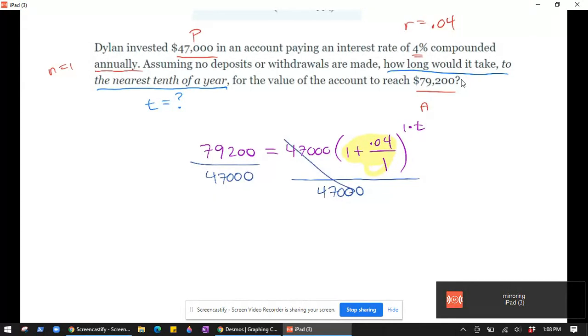Okay. Now I've mentioned before, there's nothing wrong with leaving this left side as is. If you want to save a little bit of typing, you'll notice they have two zeros. So you can divide both sides, the top and the bottom, by 100. It might save you just a little bit of writing. So I'm going to write now 792 divided by 470 is equal to 1 plus 0.04 over 1. Anything over 1 is itself, and adding 0.04 to 1 makes it look like this. By the way, 1 times anything is itself, so I can just write that exponent as a t.